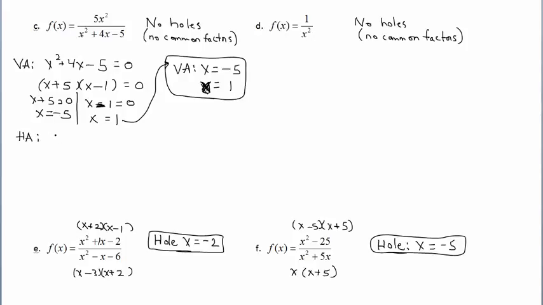All right, horizontal asymptotes. Let's identify the degrees of the numerator and denominator. n is 2, m is 2. As in the previous example, when n equals m, we look at the coefficients on those terms. The horizontal asymptote is always y equals. So we have 5 and we have 1. 5 over 1 is just 5.